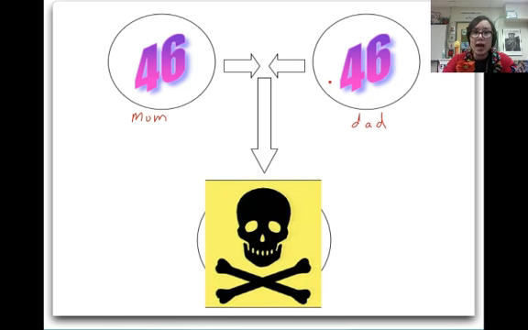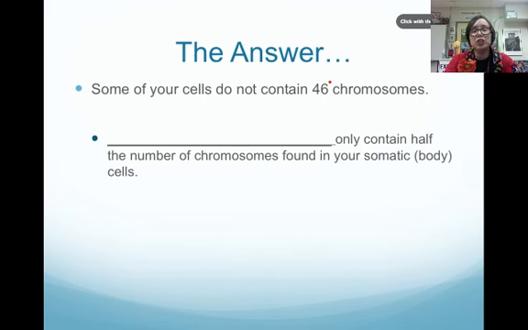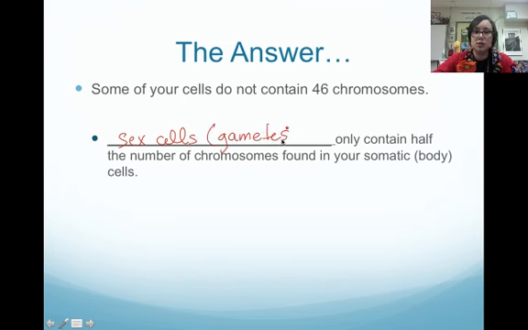We need to find a way to create a new generation or the offspring using two cells, one from mom and one from dad, that still maintains the magic number for our species. The answer to this specific problem is to ensure that not all of the cells in the body have 46 chromosomes. We just want to make sure that the cells that are used for reproduction, specifically sexual reproduction, have a different number. So that means sex cells, or these guys are also called gametes, only have half the number of chromosomes that are found in your somatic or your body cells.